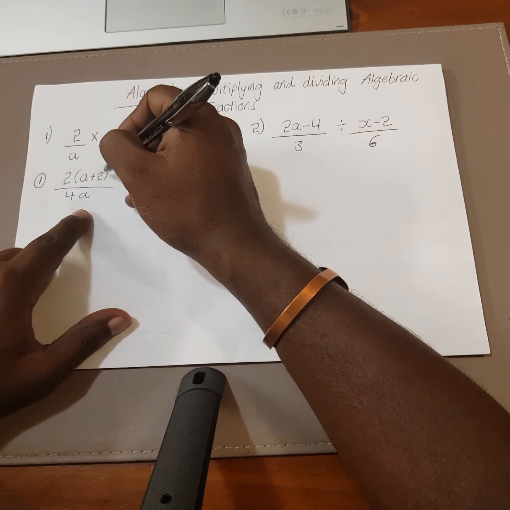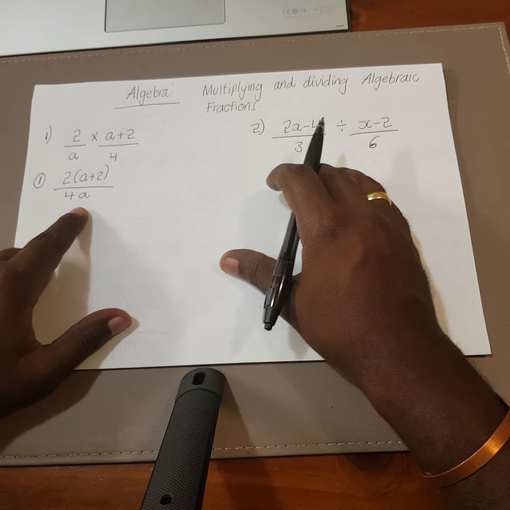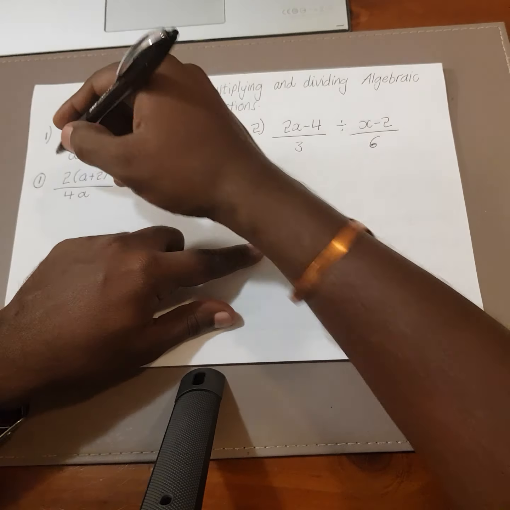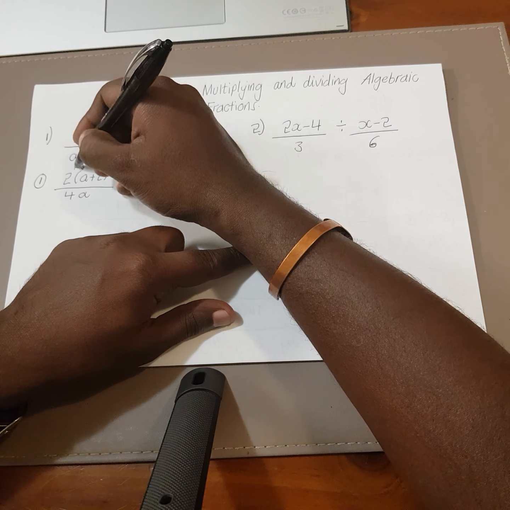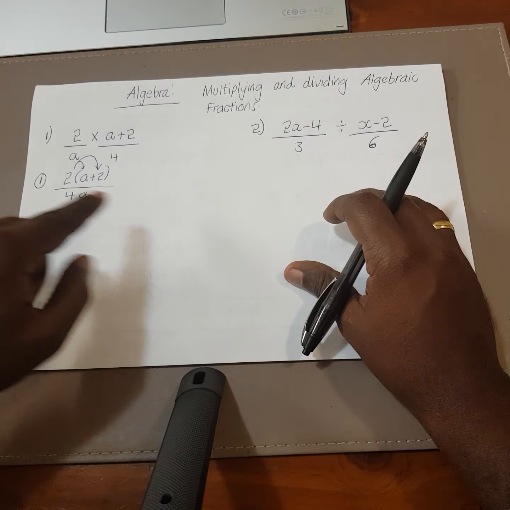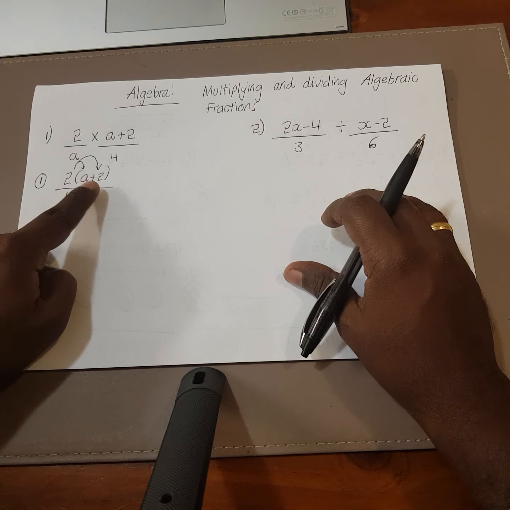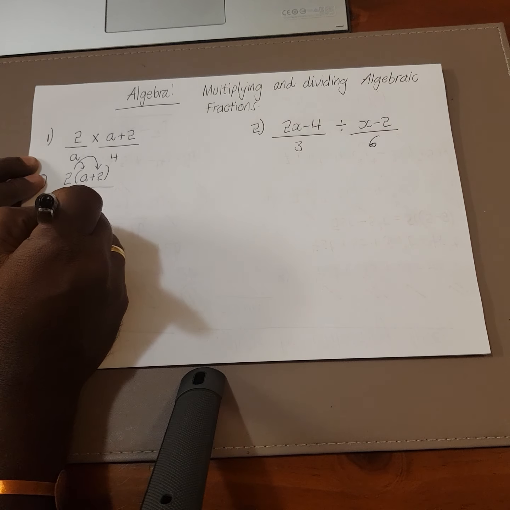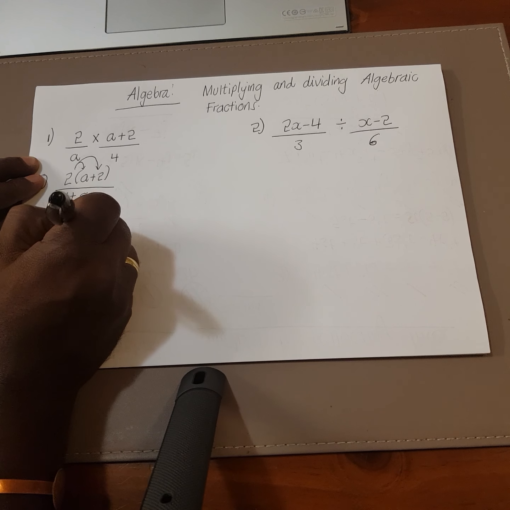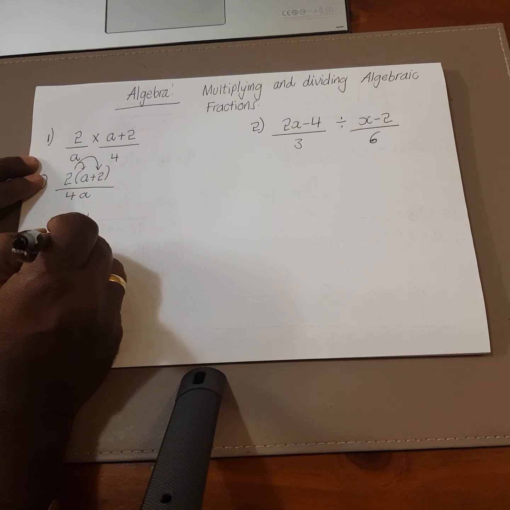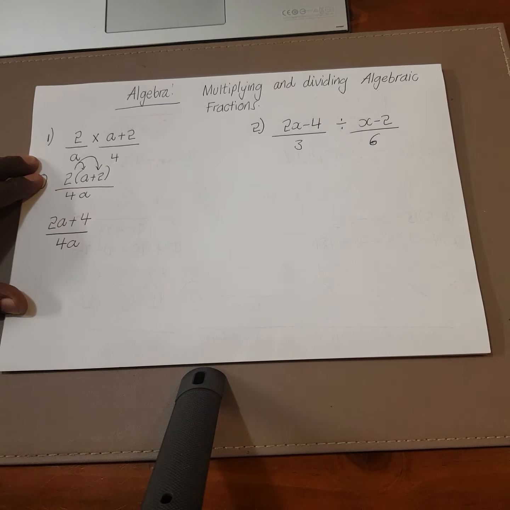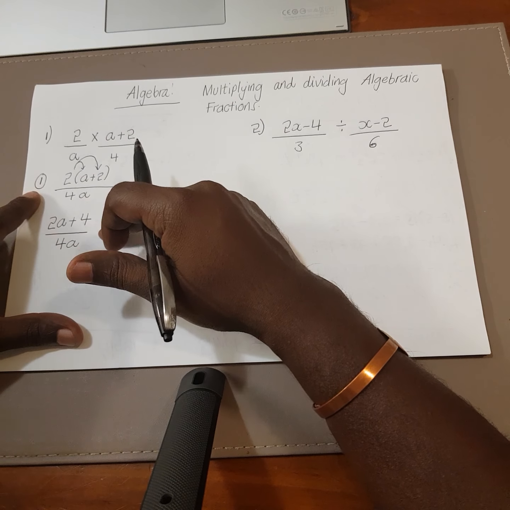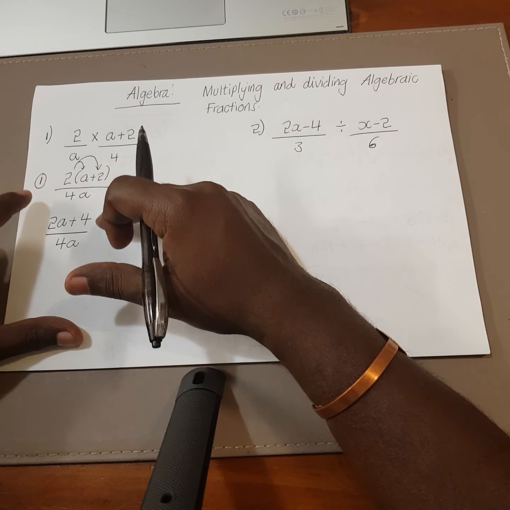And if you remember from the previous video, we did some expansion, and what happens in expansion is we're getting rid of the bracket. So what I would do is draw arrows to illustrate what I'm doing. You're going to get 2 times a, plus 2 times 2. So 2 times a becomes 2a, plus 4, divided by 4a. Now I just wanted to illustrate with this step that the opposite of expansion is factorization.